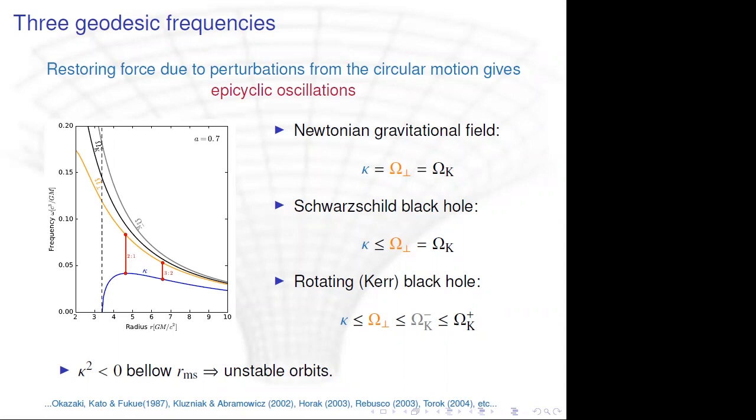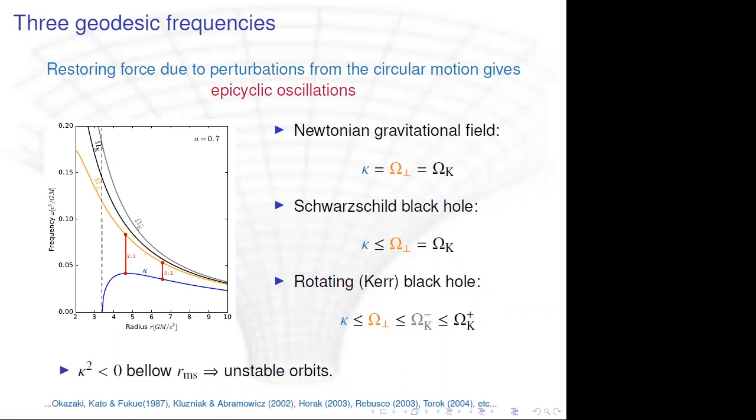In the same way, you can perturb the particle vertically, right? And then the question is, will it go back to the equatorial plane? And the answer is yes. And this is related to so-called vertical epicyclic oscillations, right? So slightly non-circular orbits can be described by a strictly circular orbit plus small oscillations around this orbit. And this is called epicyclic oscillations. And of course, in the Newtonian case, all these frequencies, so this kappa is the radial epicyclic frequency, omega perp is the vertical epicyclic frequency, this omega k is the Keplerian frequency, the frequency of the orbital motion, and somehow in the Newtonian gravitational field they are equal.